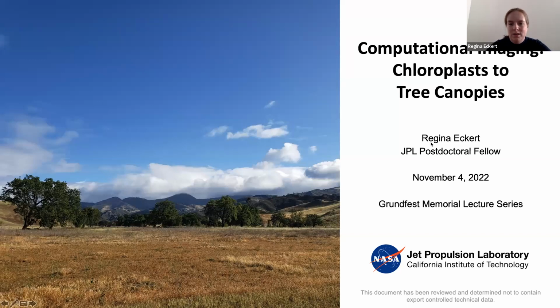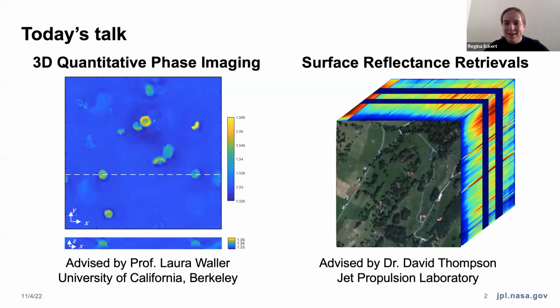All right, cool. So today I'm going to be talking to you about computational imaging from chloroplasts to tree canopies. This is slightly tongue-in-cheek because I'm going to be talking about two separate pieces of work that I've done in the past. One where we're looking at 3D quantitative phase imaging with some applications, including imaging of chloroplasts. And then also work that I'm doing at JPL, where we are working with remote sensing and hyperspectral imaging, where we are retrieving surface reflectance of things, including tree canopies.